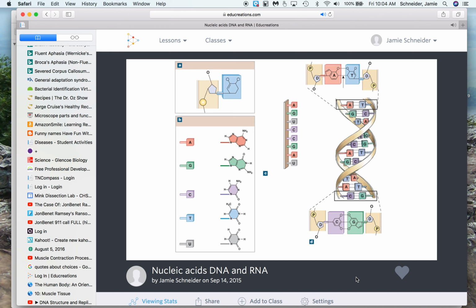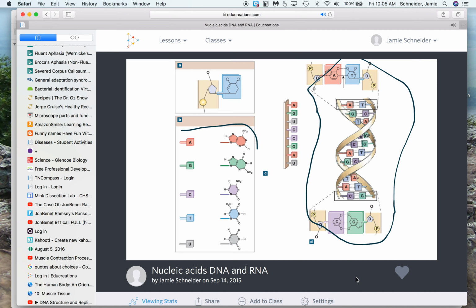Okay, this structure right here is the DNA molecule. If you look over here, these are the ones I told you about. These are purines, which are double rings, and these are the pyrimidines, which are single ring.